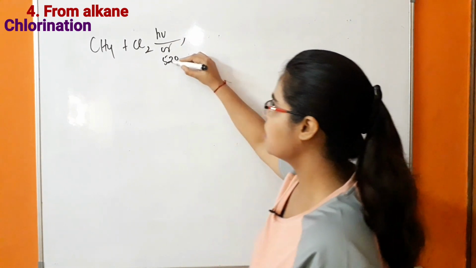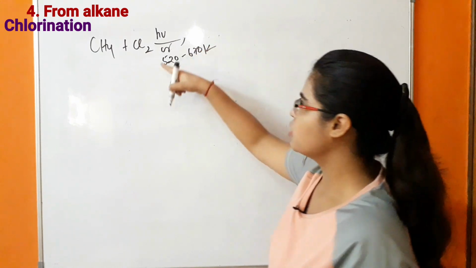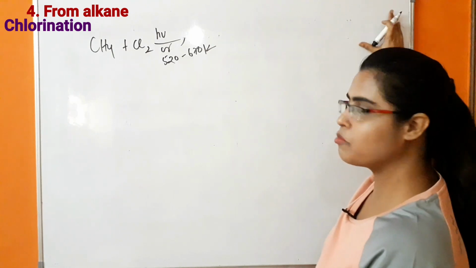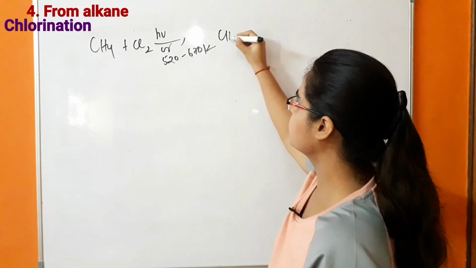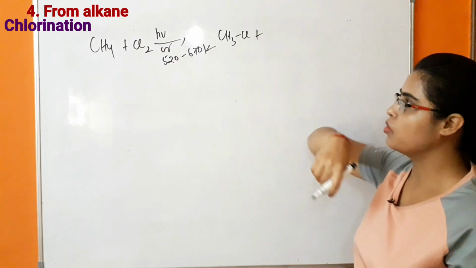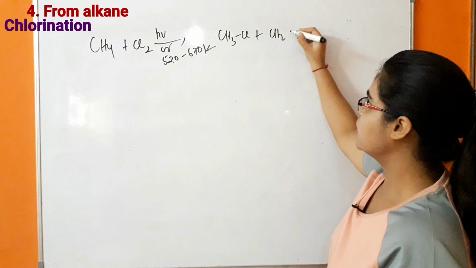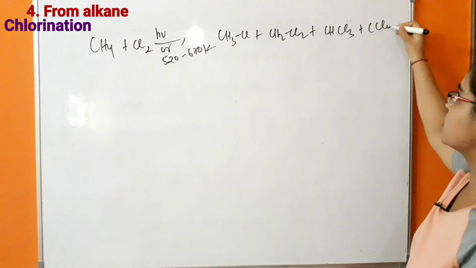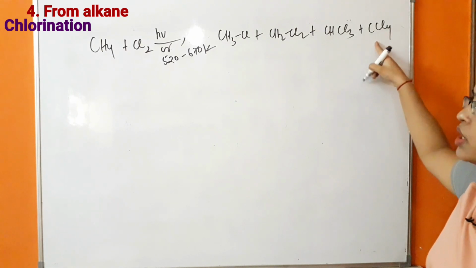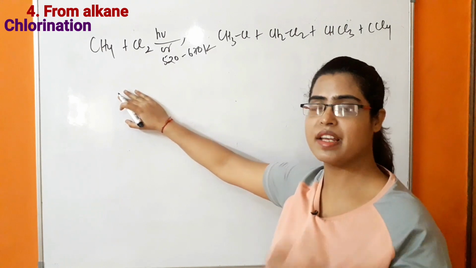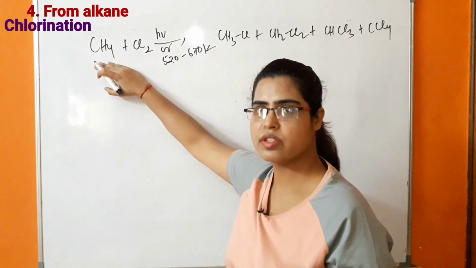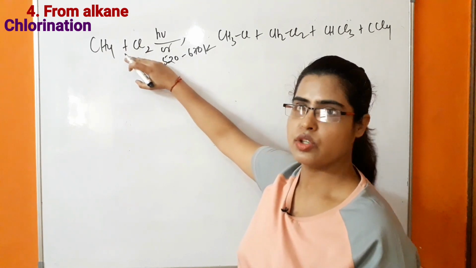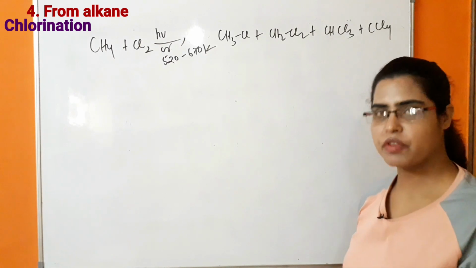The temperature of the reaction can be 520 to 670 Kelvin. At this temperature, a free radical mechanism takes place. Because of that, a mixture of products is obtained. One product is chloromethane, CH2Cl2, CHCl3 chloroform, and CCl4, that is carbon tetrachloride. In this case, the reaction continues till all the hydrogens of this methane carbon are substituted with halogen. So this reaction takes place by the help of a free radical mechanism.